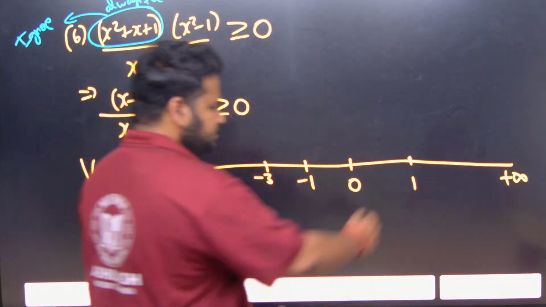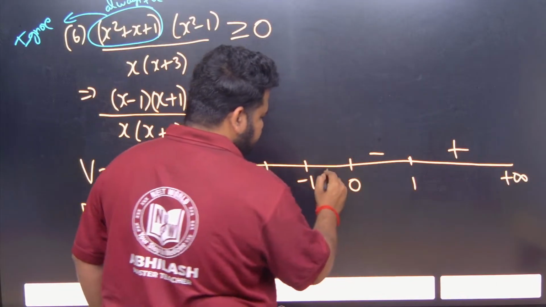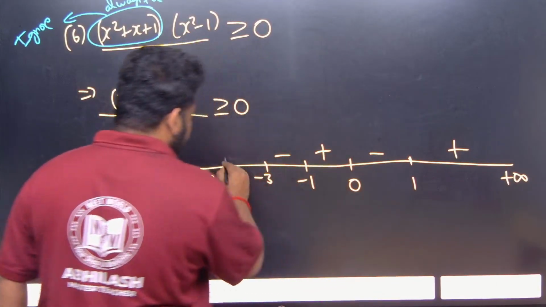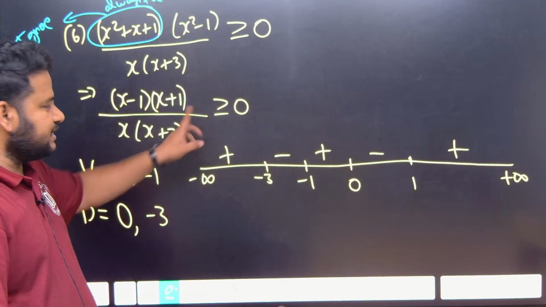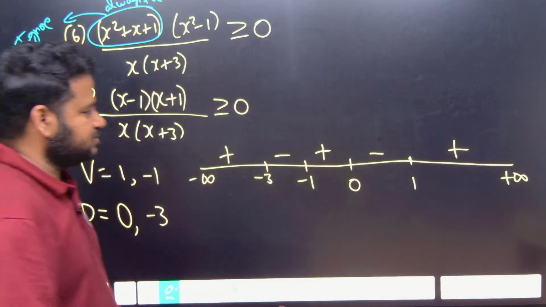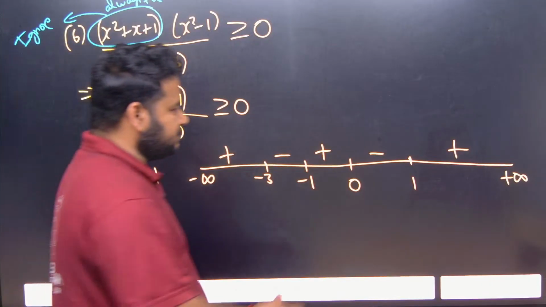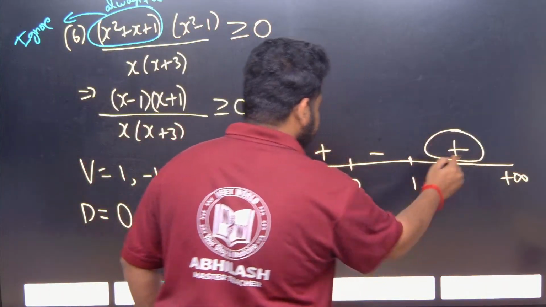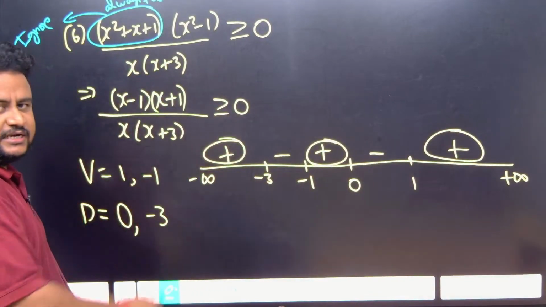By convention, like I told you, we have to start from the right hand. So we start with plus, plus, minus, plus, minus, and plus. They are saying greater than or equal to 0, which means they are talking about the positive region. Positive region means this one, and this one. So let us write them in the form of intervals.